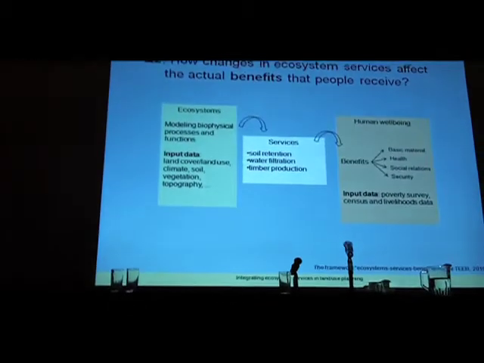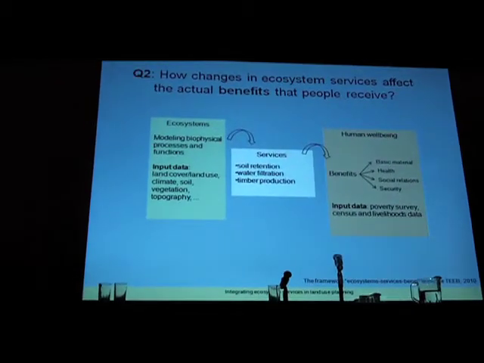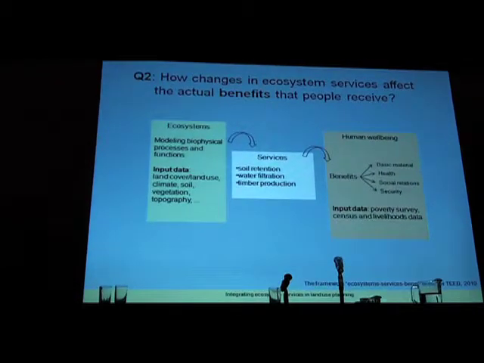We then move to question number 2, which aims at taking a step further in the direction that has been very well described in the previous presentation. We basically try to figure out what are the effects of the changes in the services that we modeled before on the actual benefits, on the actual well-being. So this means that we have to move from the biophysical realms that we use to model the provision of services to the social cultural realms.